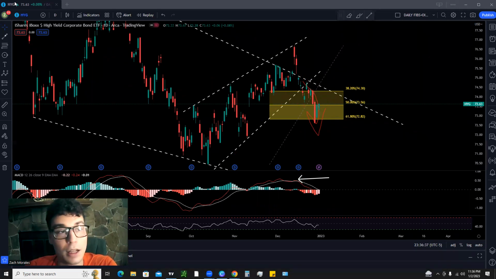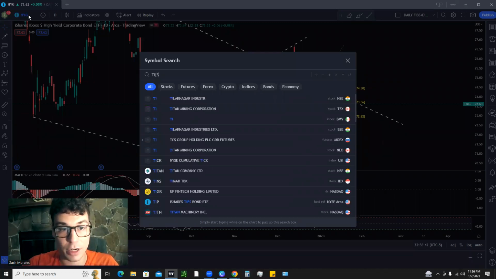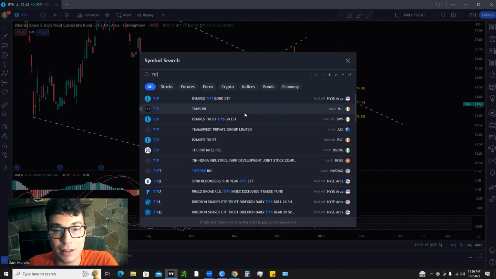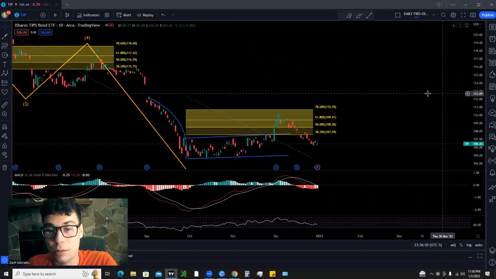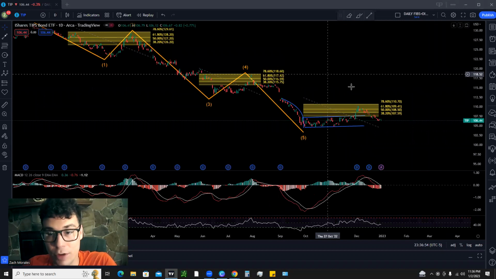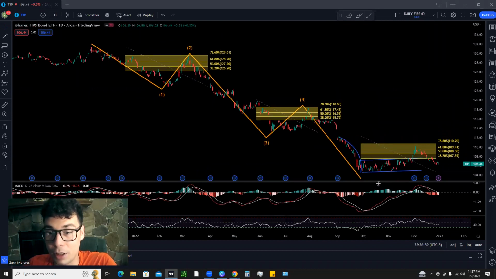If we take a look at TIPS, right, which is the Treasury Inflation-Protected ETF, this thing is on sale right now. I believe this is one of the worst performances it has had in history, right? If not the worst. Okay. And you can just go ahead and look that up and confirm for yourself.